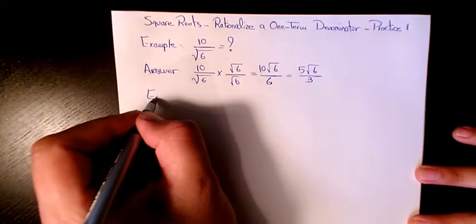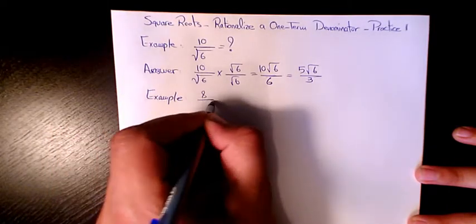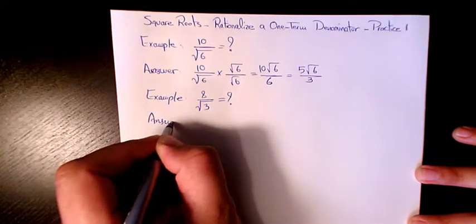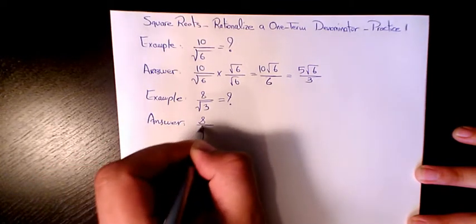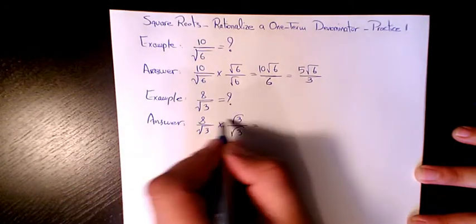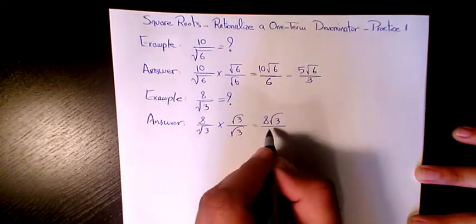Next example, you have 8 over root 3. Answer is 8 over root 3 times root 3 divided by root 3. It's going to be 8 root 3 divided by root 3 times root 3, which is just 3.